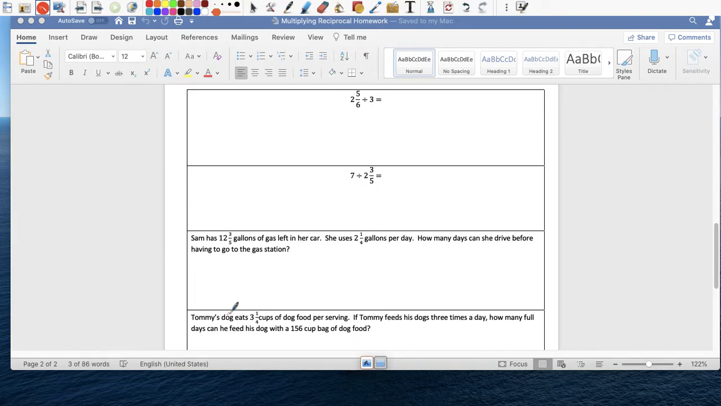Tommy's dog eats 3 and 1/4 cups of dog food per serving. That's a lot of food. If Tommy feeds his dog 3 times a day, how many days can he feed his dog with a 156 cup bag of dog food? Oh my God. So, all right.